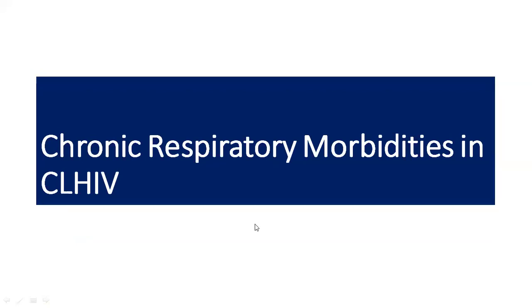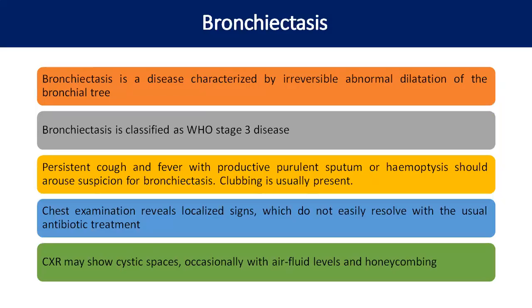Coming to the respiratory morbidities in these patients, first is bronchiectasis. Bronchiectasis is a disease characterized by irreversible abnormal dilatation of the bronchial tree, and it is classified as WHO stage 3 disease. Persistent cough and fever with productive purulent sputum or hemoptysis should arouse suspicion for bronchiectasis.